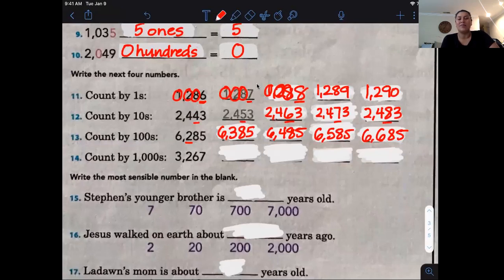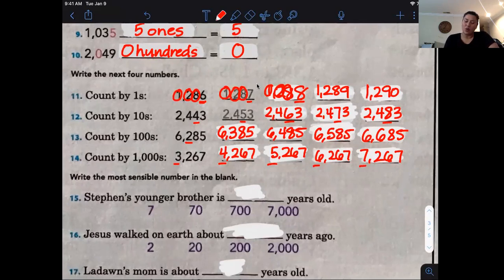And the last one. I feel like this might be the easiest one. The number in the thousands is going to be the only number that changes here, okay? So every other number should stay the same. You ready? 3,267, 4,267, 5,267, 6,267, and 7,267. You notice how all the other numbers stayed the same? The only thing that changed was the number in the thousands. All right, guys, good job.